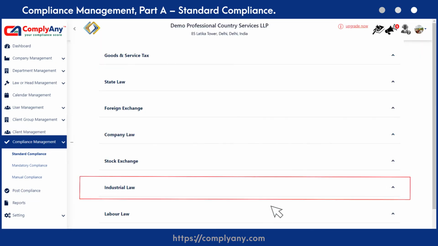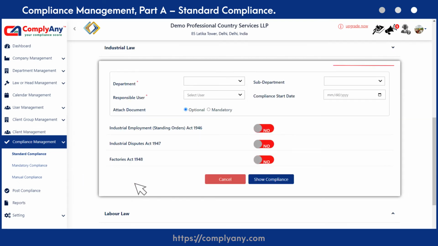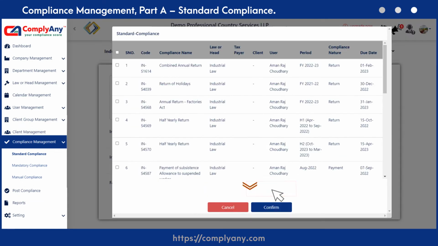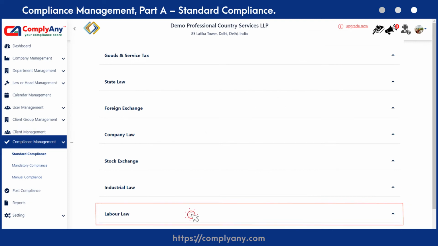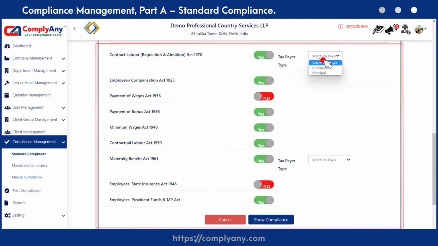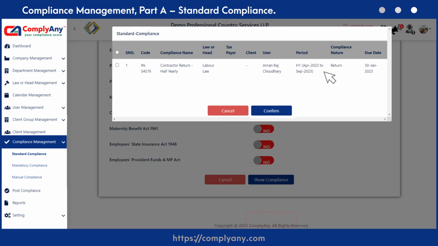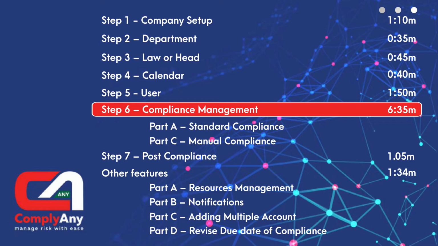If Industrial Law applicable, generally it is in case of factories, open Industrial Law. Select Parameters, select Applicable Law and Taxpayer Type. Click Show Compliances. Choose Standard Compliance and confirm. Now open Labor Law tab. Select Parameters, select Law, Taxpayer Type. Click Show Compliances, review compliances, select and confirm. Industry-specific compliance.